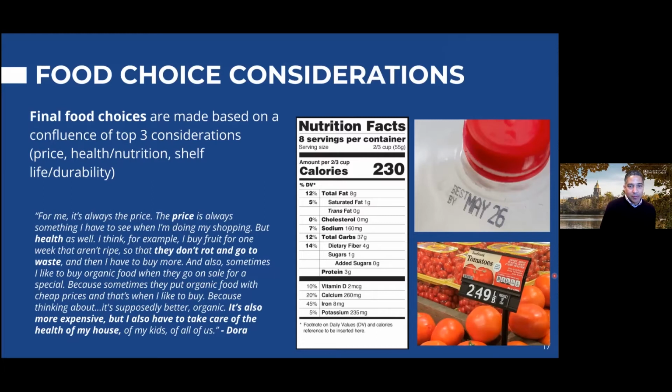In this example quote here, Dora illustrates the price versus health trade-off, right? How she will only shop for a week at a time to avoid wasting food. She alludes to her perception of organic as being healthy, and how she can buy organic when there's a sale or a deal, demonstrating this trade-off that she's making between what she perceives as healthy and how much the food actually costs.